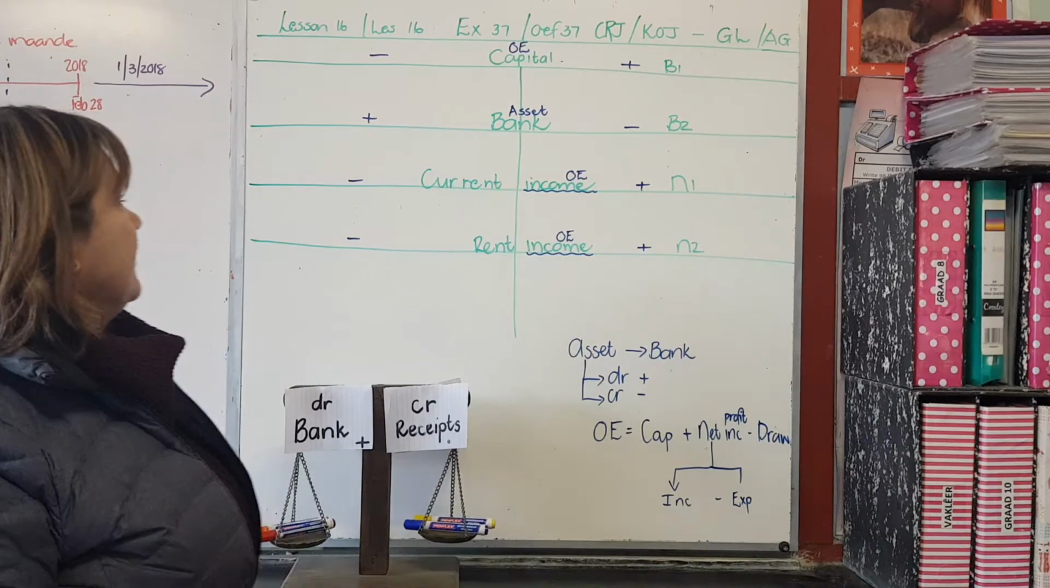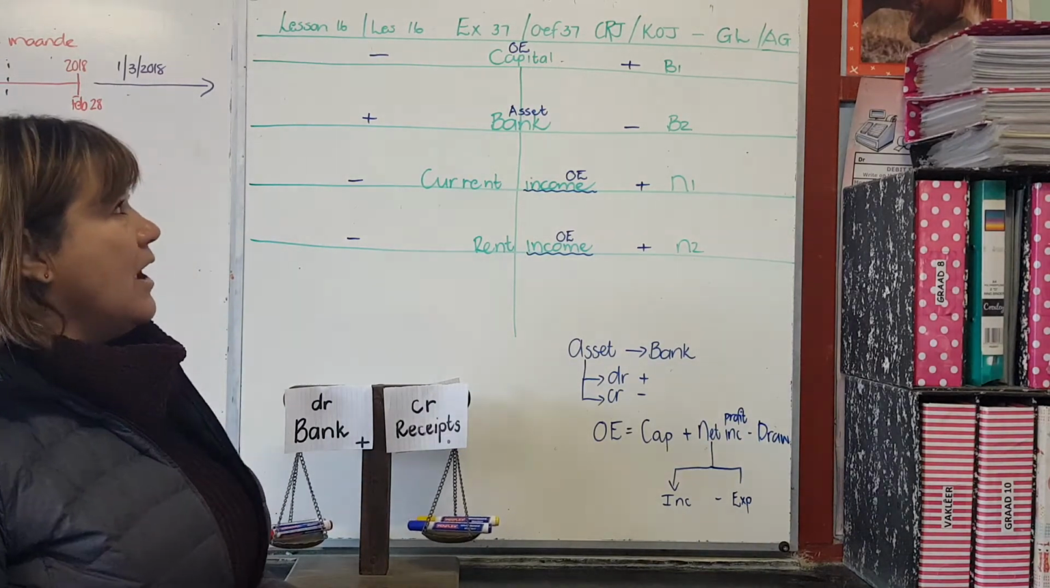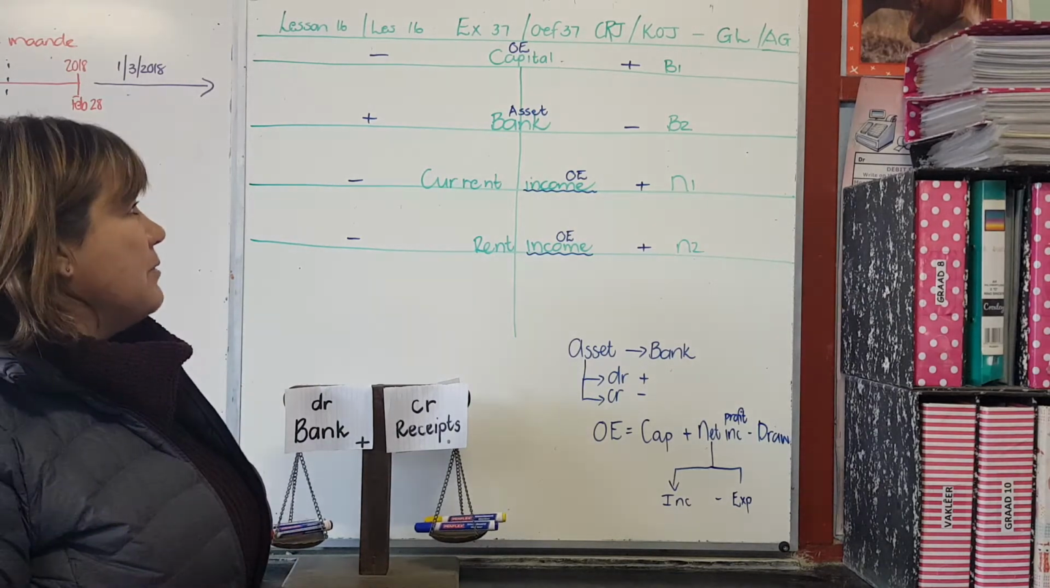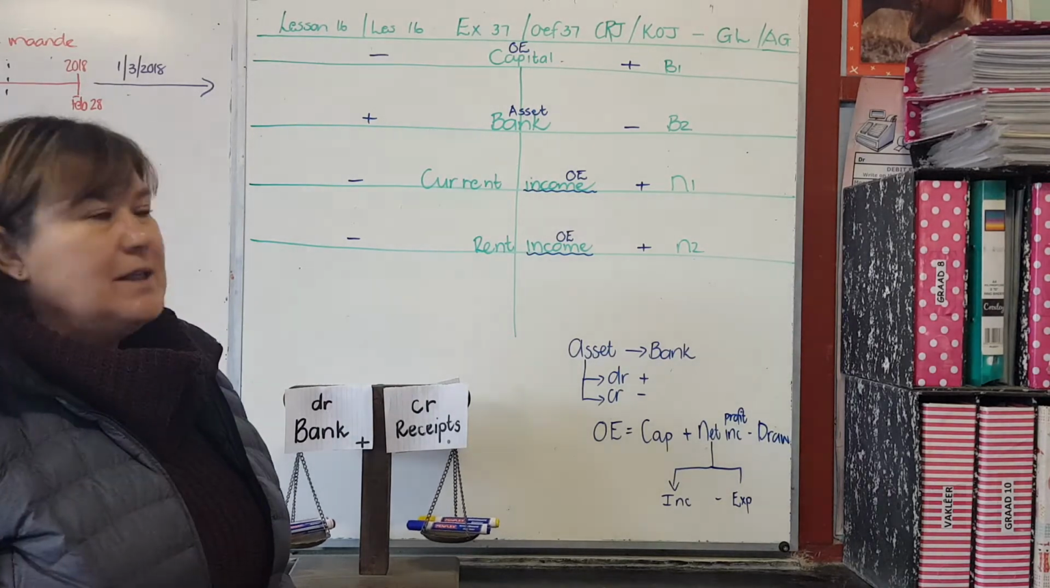Morning, boys and girls. Lesson 16, exercise 37, the general ledger of your CRJ. This was homework that we gave, so I'm going to mark it.